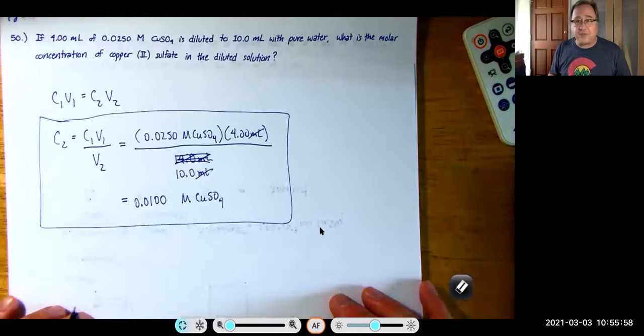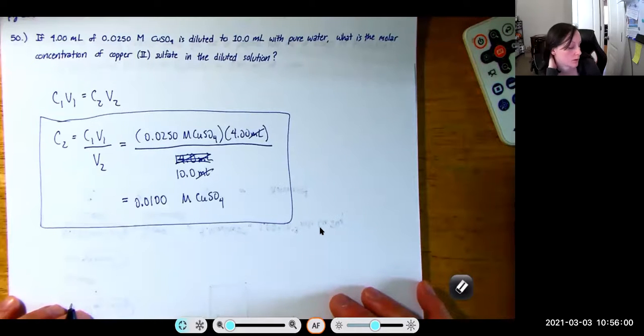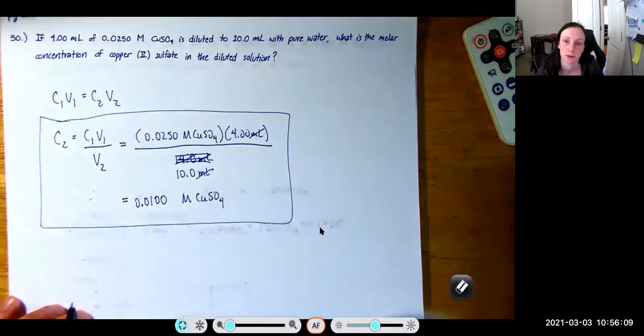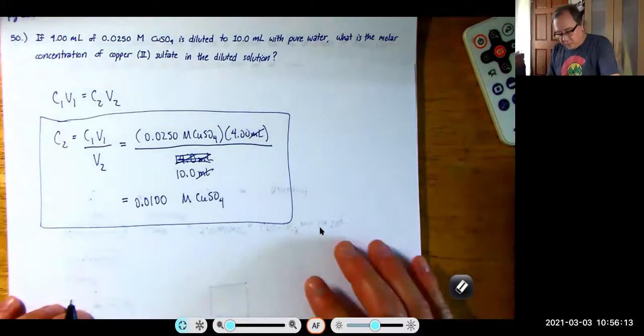Any questions about this one? Yeah, I do. Go ahead. So I liked when you taught us how we basically just laid out what C1 is, what V1 is, based off the problem.